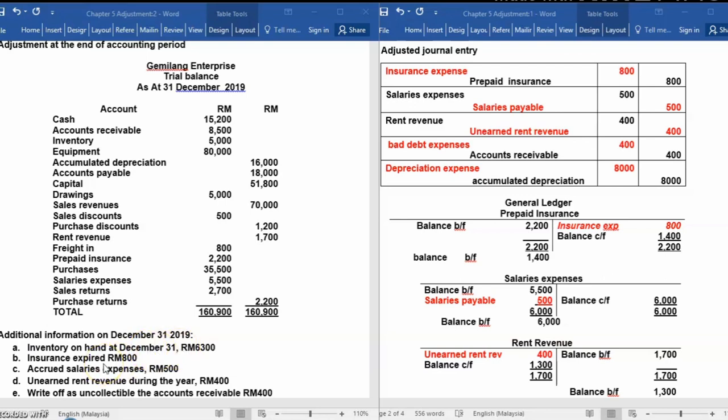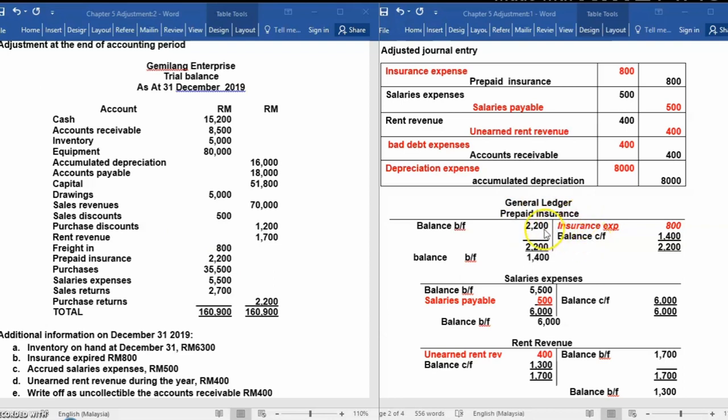B. Insurance expired. From the trial balance given, prepaid insurance is the amount of 2,200. This is the asset. And the insurance expired, or the current expense incurred, is 800. We have to adjust the account. So from the trial balance, we take the amount for prepaid insurance, 2,200, and we have to adjust the prepaid insurance account.